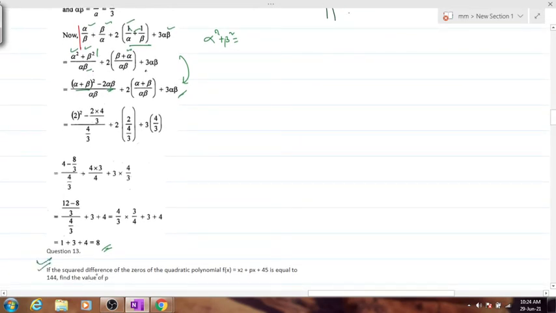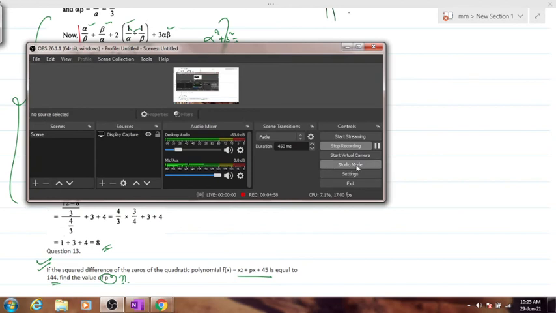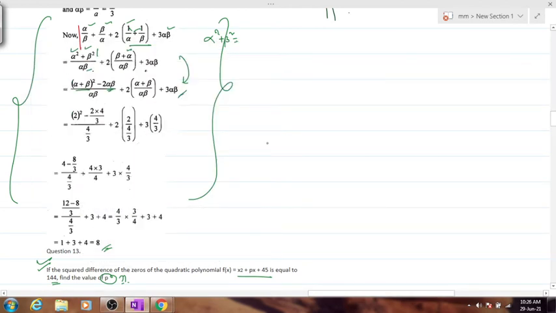If the square difference of the zeros of the quadratic polynomial is equal to 144, you have to find the value for p. Go on to find the value for p, and people who are not done with this one will do it now. I'll pause the video for the time being. I hope people are doing it. Question number 13.